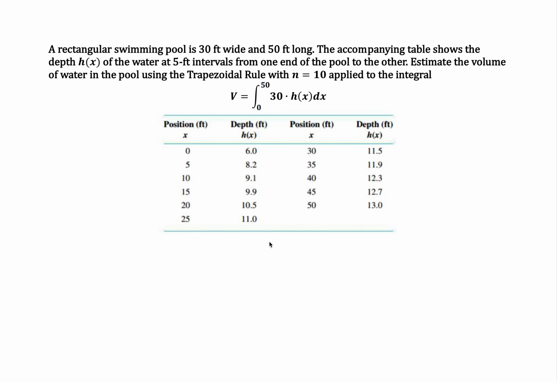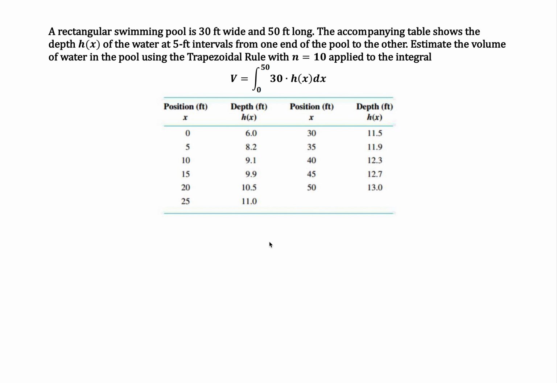We have here a rectangular swimming pool that is 30 feet wide and 50 feet long. This table shows the depth h of x of the water at 5-foot intervals from one end of the pool to the other. Estimate the volume of the water in the pool using the trapezoidal rule with n equals 10 applied to the integral. The volume is the integral from 0 to 50 of 30 times h of x dx.